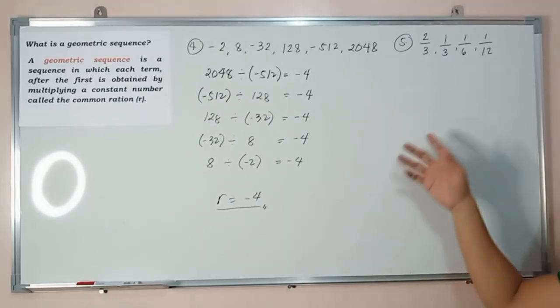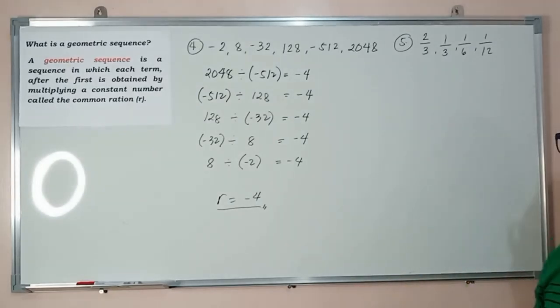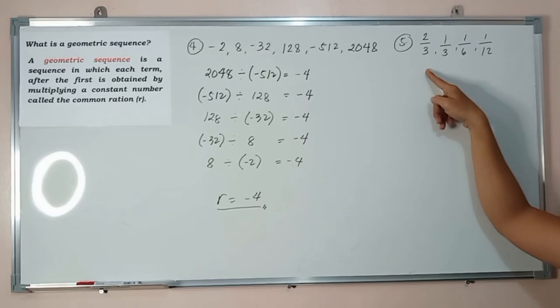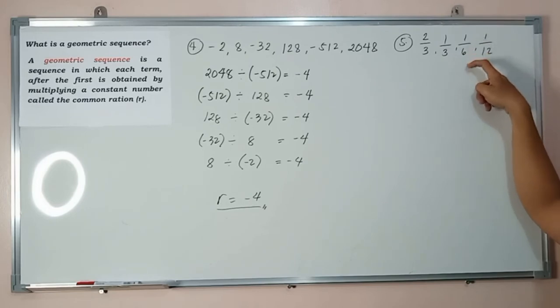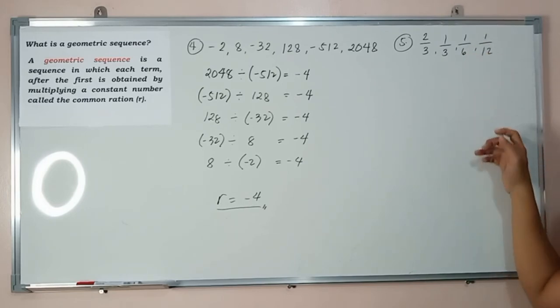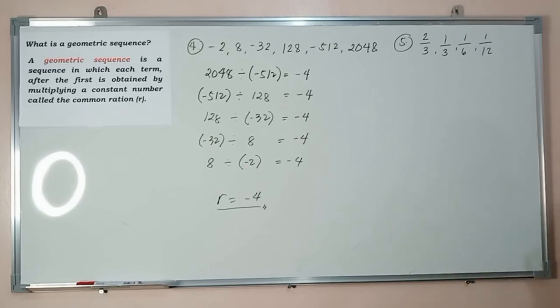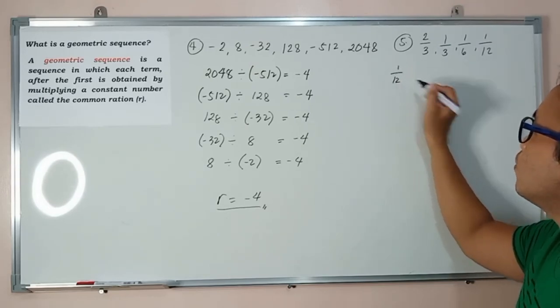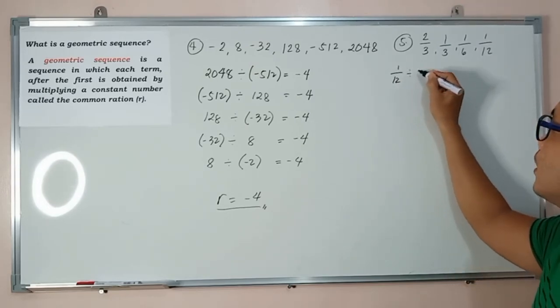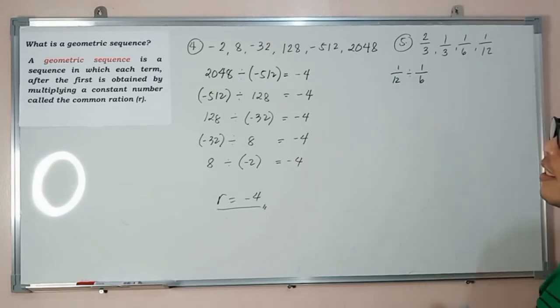Now let's proceed to our last example. We have 2 over 3. Our first term is 2 over 3. Second term is 1/3. Third term is 1 over 6. And last term is 1 over 12. So how do we get the common ratio for the sequence? The same thing happens. Our last term is 1 over 12 divided by 1 over 6.